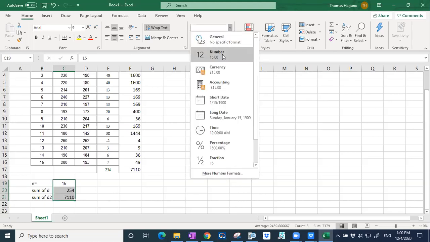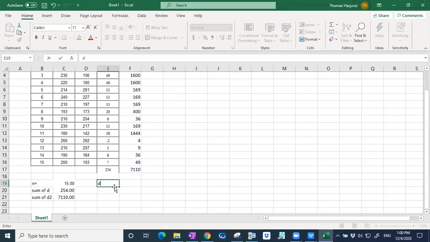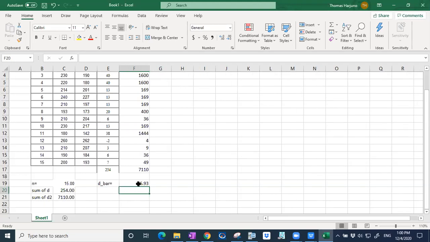Let's make the numbers. I don't like it. Okay, now then, how about D bar? D bar is equal to this guy over this guy. Okay? This guy, the sum of D divided by sample size. You can increase the number of decimal places if you want. Now I have 5 decimal places, right?